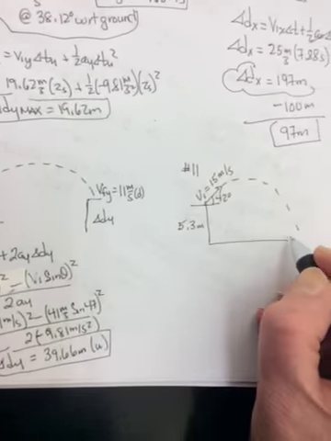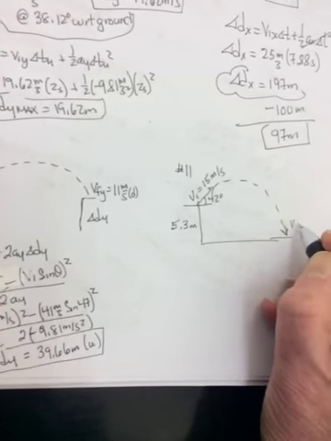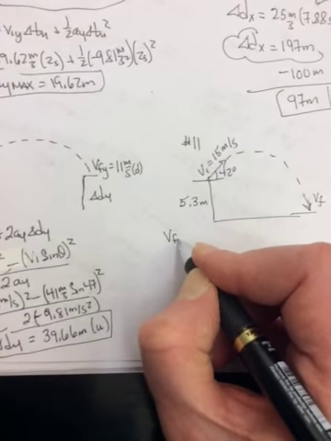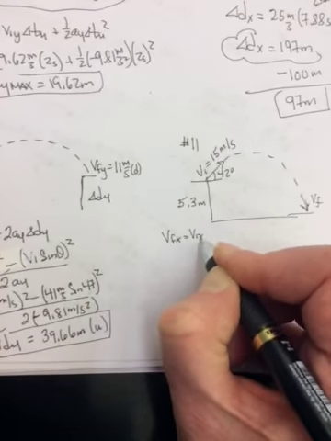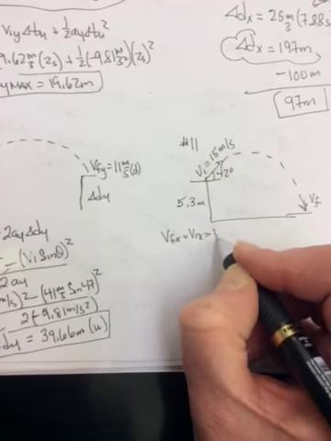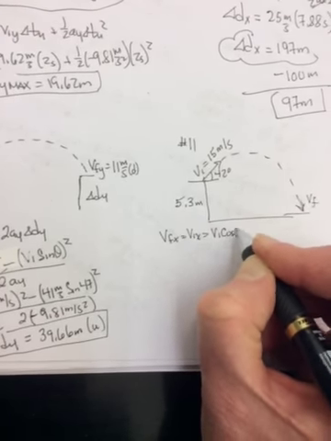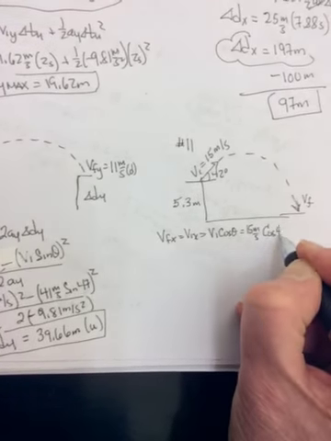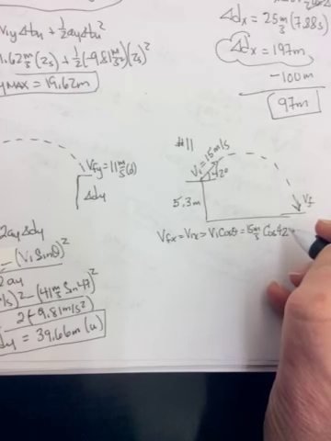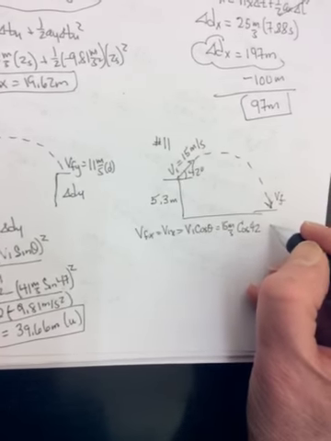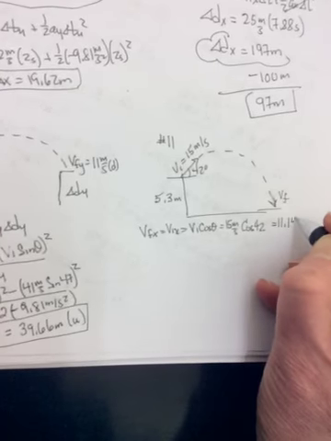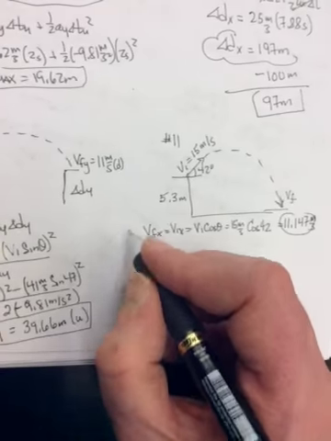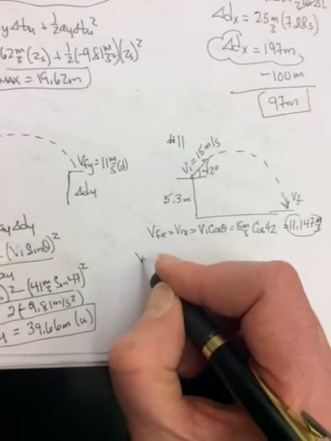Okay, so you're looking for VF. So to find VF, you need VFX. VFX is equal to VIX, which is equal to VI cos theta. So 15 meters per second cos of 42. And when you do that, you get 11.147 meters per second. And then VFY, you can do what we did over here.